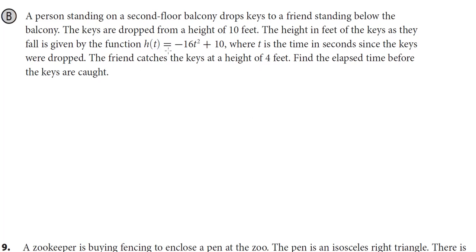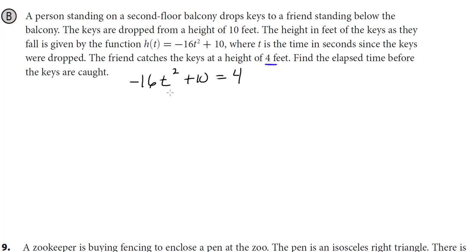So here we have h of t equals negative 16t squared plus 10. And in this case, h of t is 4. So I'm going to rewrite this, except I'm going to put h of t on the right end. So this is going to look like this. Negative 16t squared plus 10 equals, and instead of h of t, I'm going to write 4. And let's go ahead and do the rest of this work here.